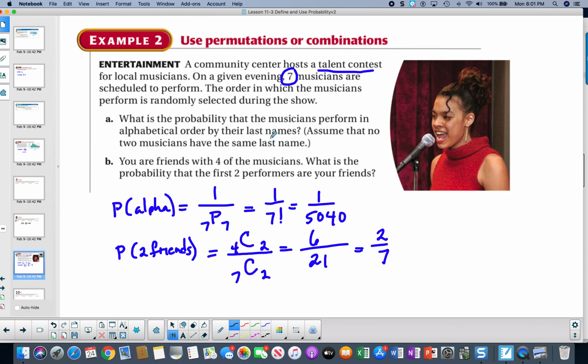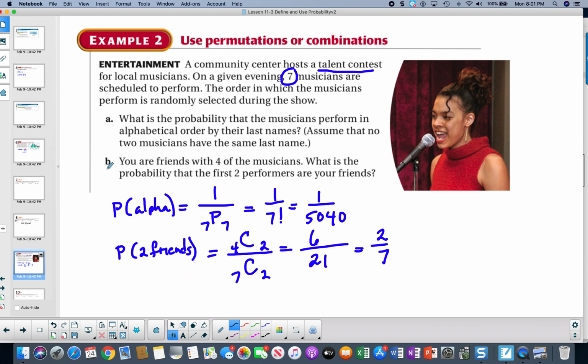So order is important. So we are going to put in the denominator the total number of orders we can have. Only one of those orders is going to be in alphabetical order. So this is the probability, 1 over 5,040.